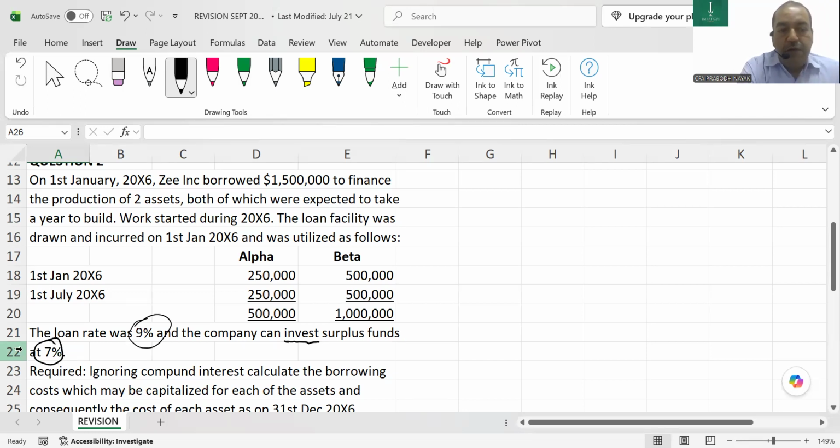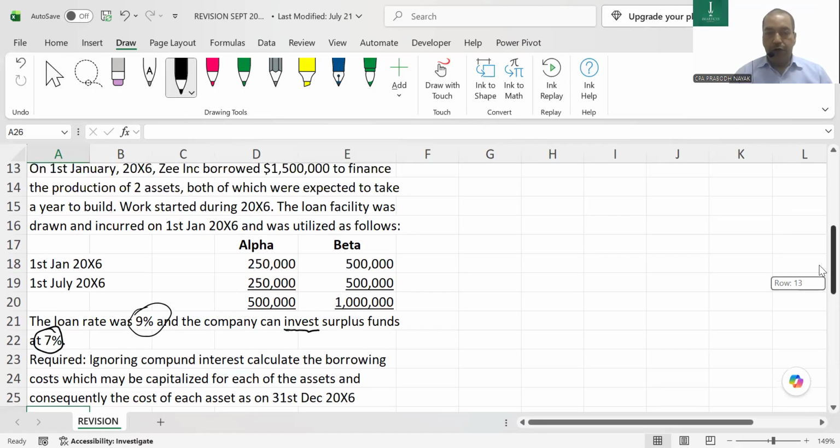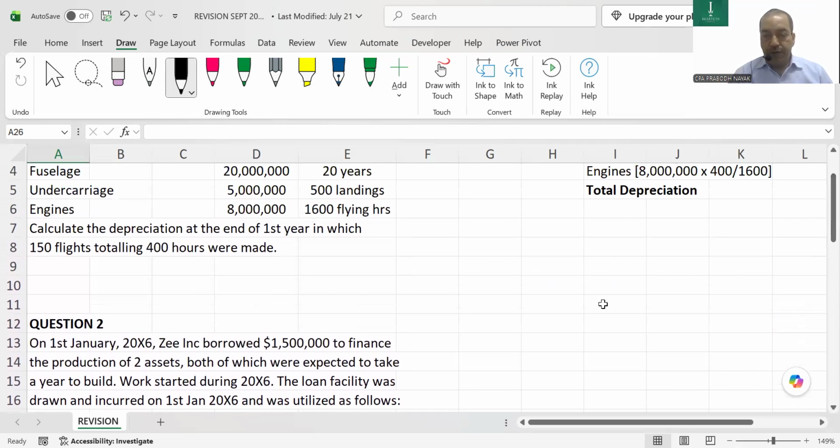What is required? Ignoring compound interest, calculate the borrowing cost which may be capitalized for each of the assets, and consequently the cost of each asset as on 31st December 2086. So first let us calculate. To calculate the cost, I require the borrowing cost also, because that is a part of the cost. So first let me calculate the borrowing cost.